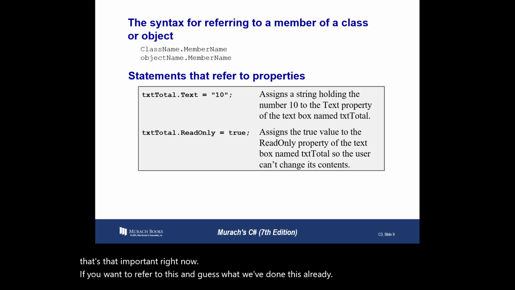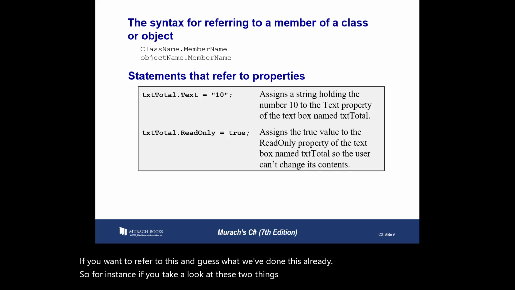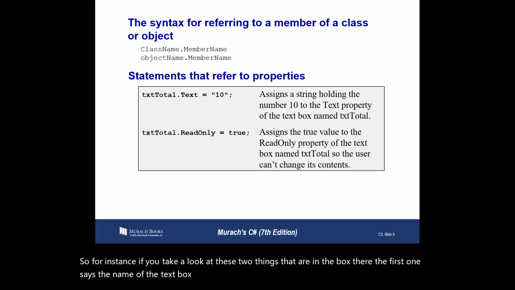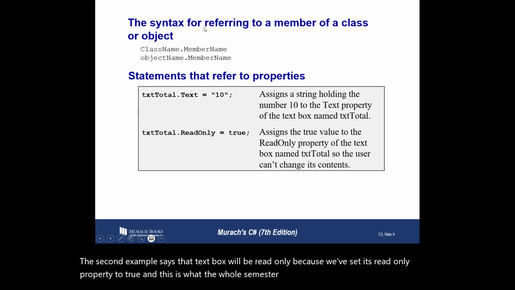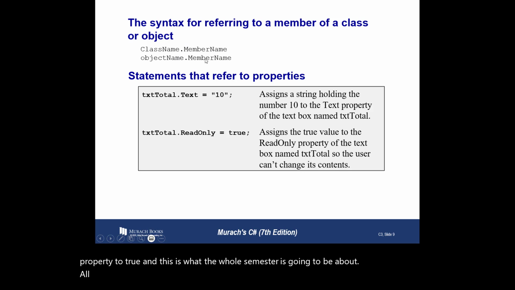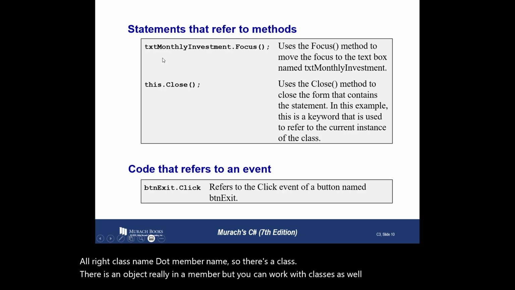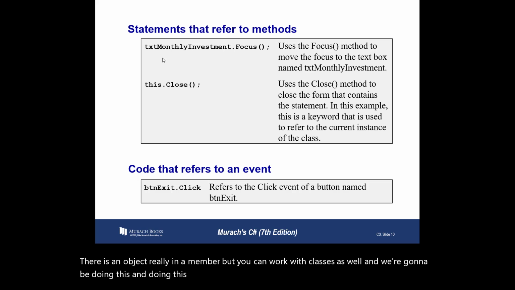So for instance, if you take a look at these two things that are in the box there, the first one says the name of the text box, .text equals 10. So that means that that text box will have the number 10 in it. The second example says that that text box will be read-only because we've set its read-only property to true. And this is what the whole semester is going to be about. All right. Class name dot member name. So there's a class. There's an object really and a member, but you can work with classes as well. And we're going to be doing this and doing this and doing this as we go on this semester.